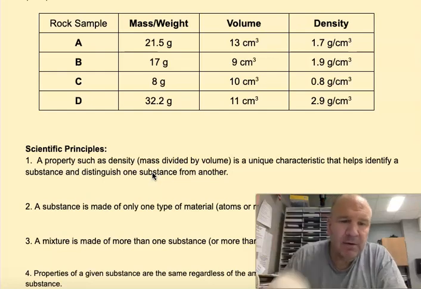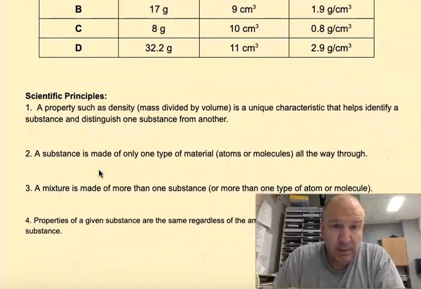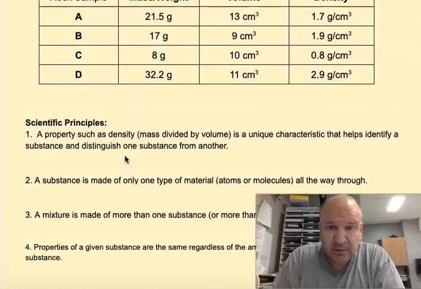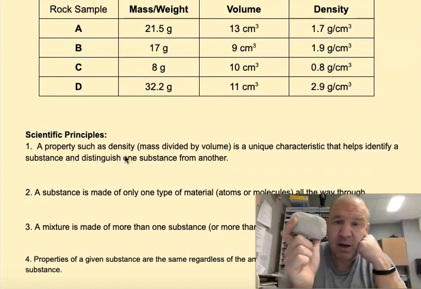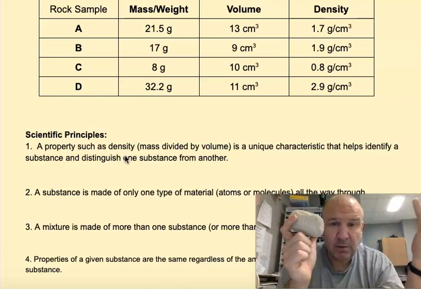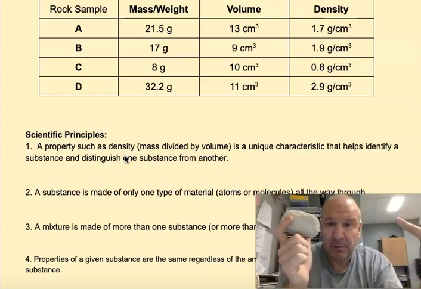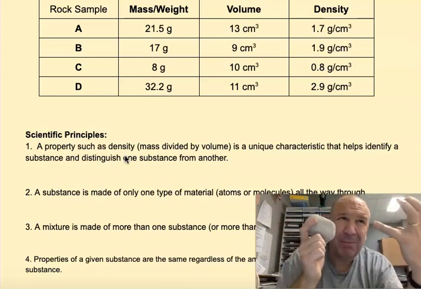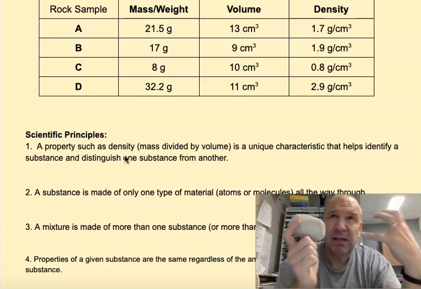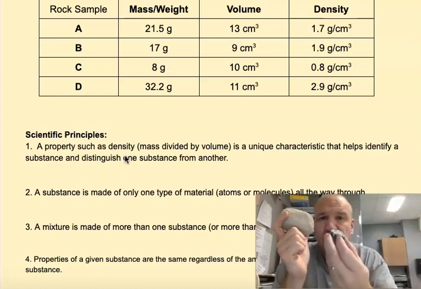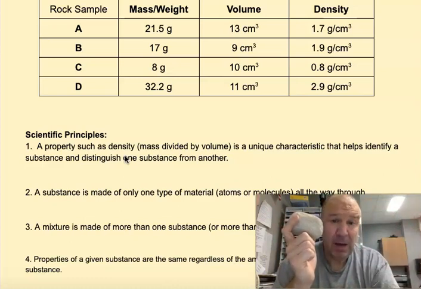Well, it doesn't matter. If we look at scientific principle 1, which is the best one, properties such as density are unique characteristics. So even if you have a very, very small piece of pumice or a very, very large piece of pumice, the density will still be approximately 0.8. Keep in mind that your densities might be a little bit different. Every rock might be slightly different. There might be some impurities that might throw off the density a little bit, and the same thing with your granite. So the densities aren't always going to be exact, but they should be approximate.